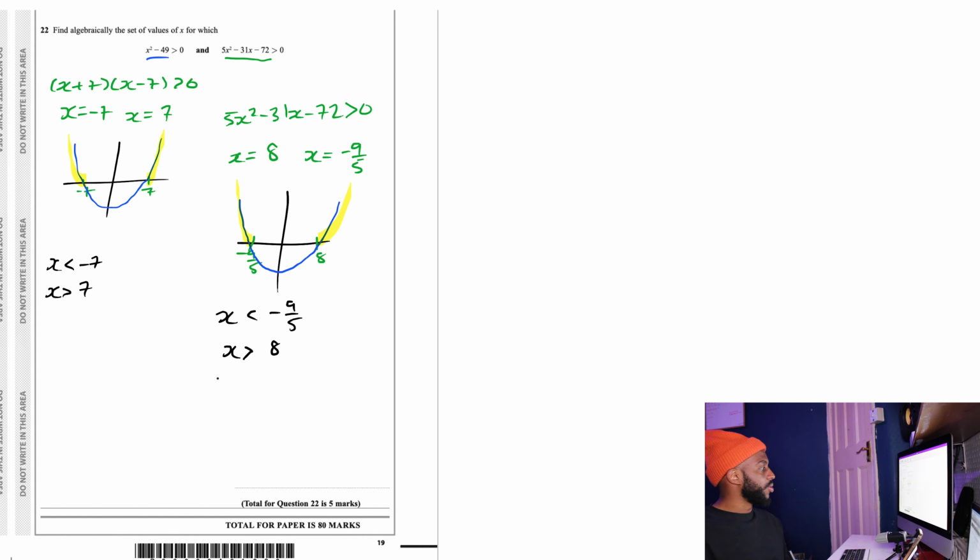The final step is to look where it satisfies both of these equations, and you can see it's going to satisfy both where x is more than 8 and where x is less than minus 7. So there are 2 final answers.